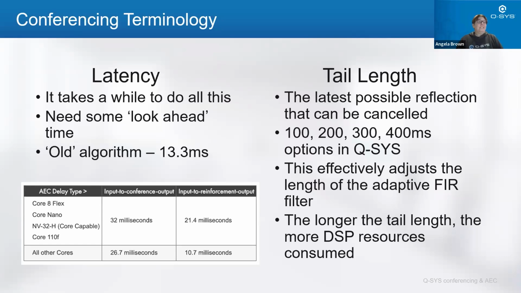I would say 85% of the AEC that I've done can be done with a 200 millisecond tail length. Why would we want a longer tail length? I think that's actually also worth talking about.